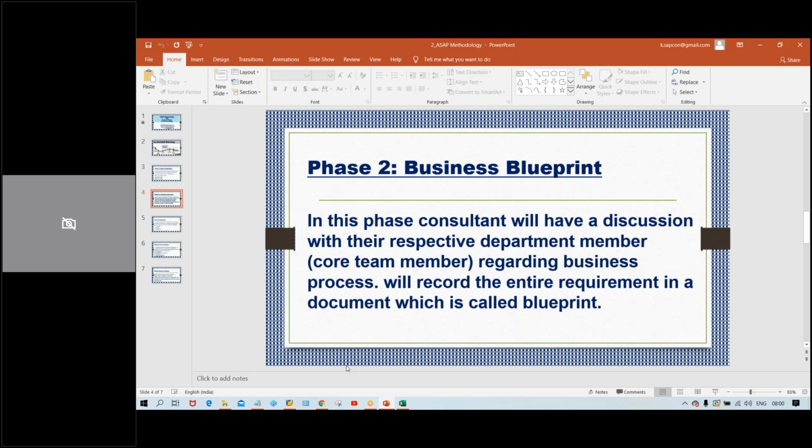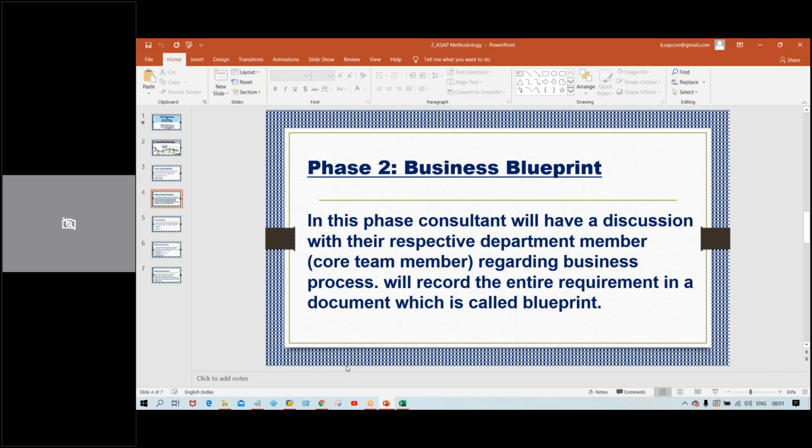Even there are certain things which are not possible to deliver, that is also going to be specified in the blueprint, guys, under a different section that is called gap, or functional deficit. What this is will be explained in detail. Okay, now we are going to have a discussion with the client, in the sense a discussion with the core team member regarding this business process. We'll record this entire thing in a document. That document is called blueprint document, guys.